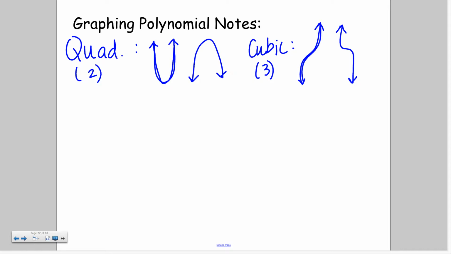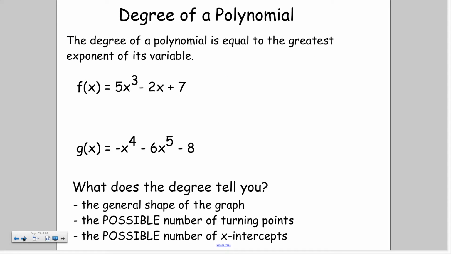So I'm going to turn to page 34, and we'll be coming back and forth to that page. Page 34 talks about the degree of a polynomial. The degree of a polynomial is equal to the greatest exponent. For example, in f of x, its greatest exponent is 3. So that's one of those S graphs. In g of x, the highest exponent is a 5. So the degree of g of x is 5. The degree of f of x is 3.